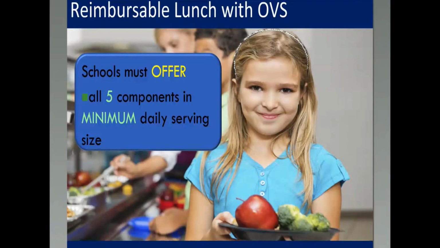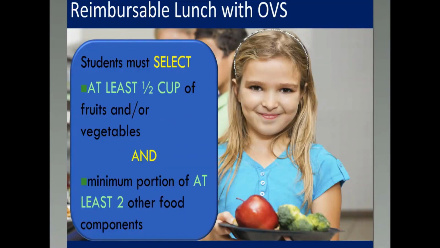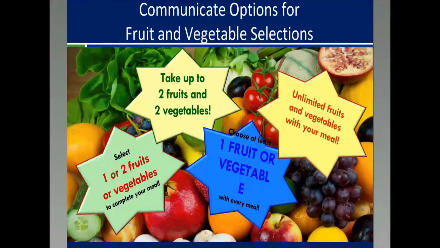At middle school and high school, those are going to change a little bit, depending. Students must select at least 1/2 cup of fruit and vegetables and a minimum portion of at least 2 other food components. And we'll get into some examples for better understanding.